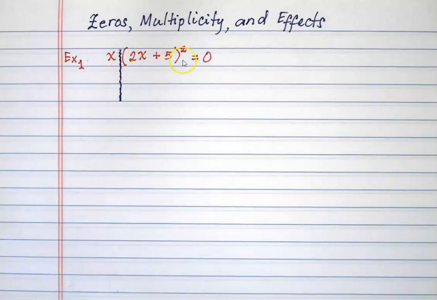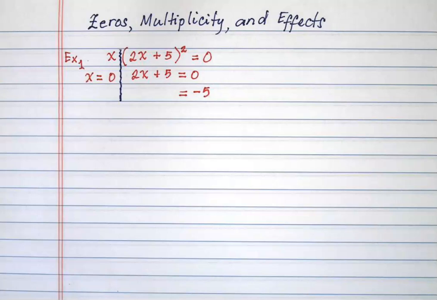Now split the functions for space purposes. Now set each factor equal to 0 and then begin solving for x. For the first one, we don't have anything to solve anymore. So this is x equals 0. That is your first zero of the function. But for this one, we need to isolate the x.